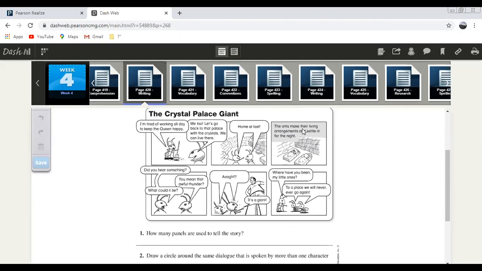The ants make their living arrangements and settle in for the night. Could this happen in real life? Usually comic books are fantasy.